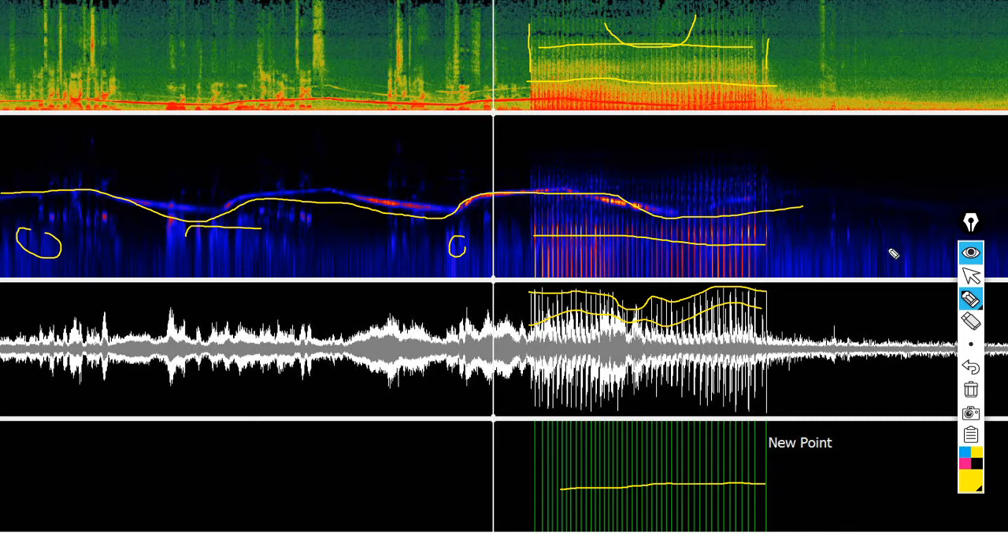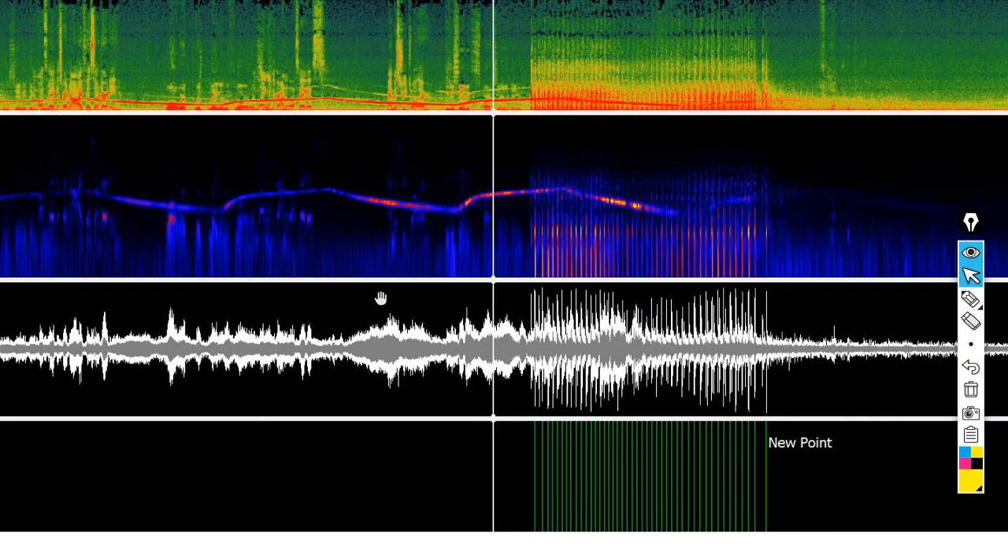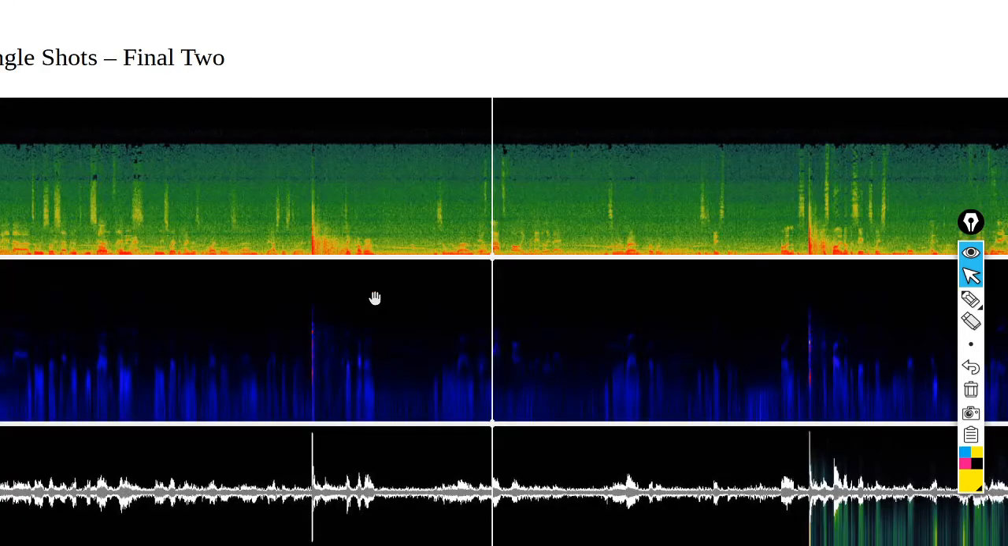Other than that, there's not much else I can say. So that's the last large volley. That's volley 12. So let's see, the next one is the final two shots.